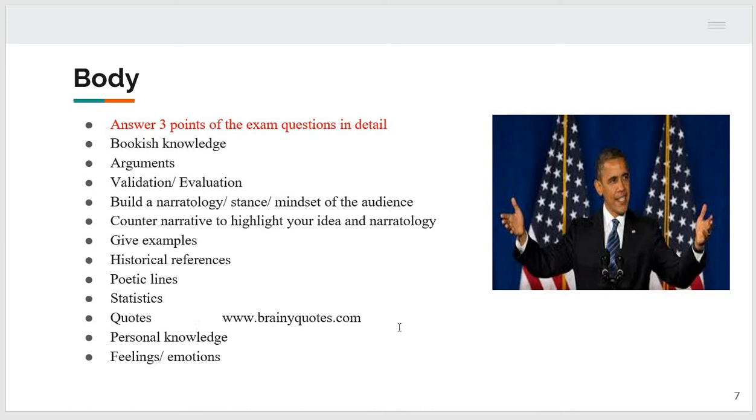Quotes. Go to the brainyquotes.com website and you can select best quotes according to your topic, and the students of O level should memorize these quotes. Personal knowledge. Because in the O level paper they want to see your personal feelings and emotions attached to that topic. Suppose you are writing about flood victims, you should show sympathy for those people. Your feelings and emotions must be expressed in your speech.